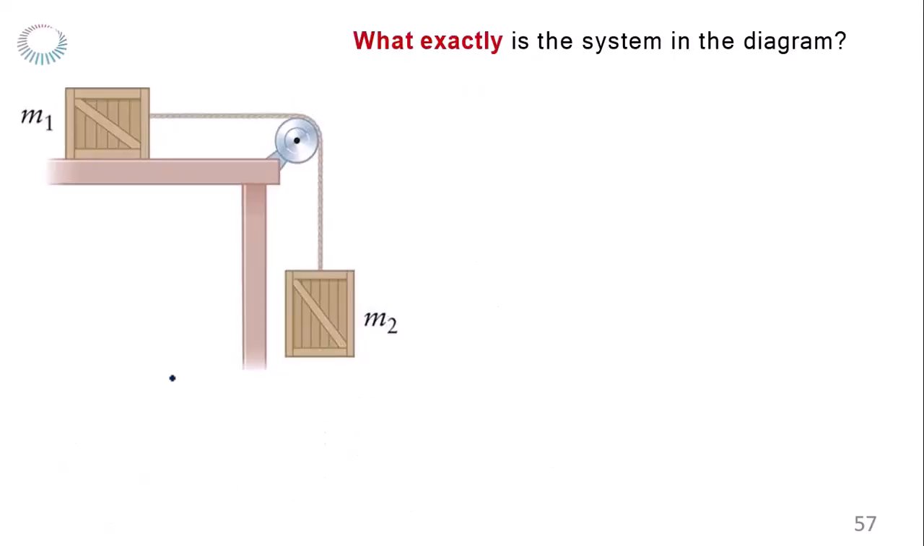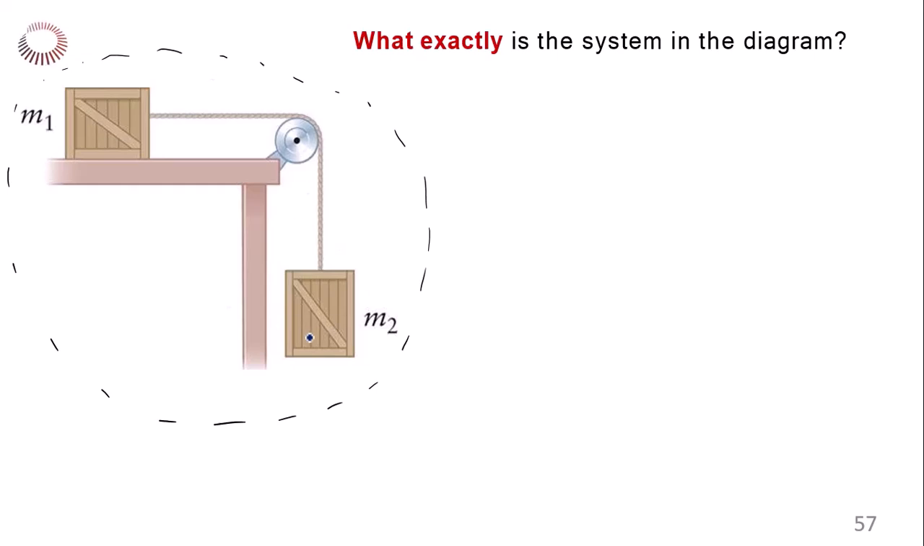Either include all those things. So here also there is M1 mass, M2 mass, and a pulley. If I take everything together, then this is our system, and I want to calculate the net force on the system.